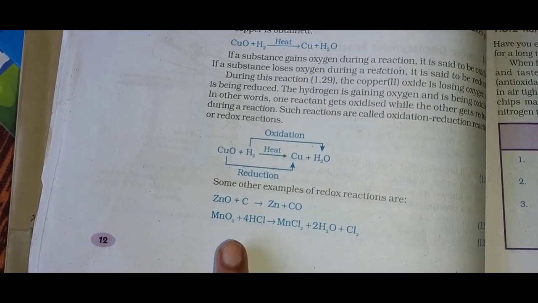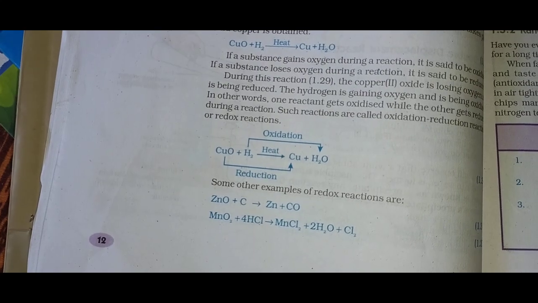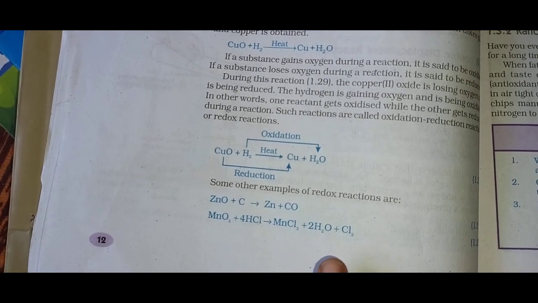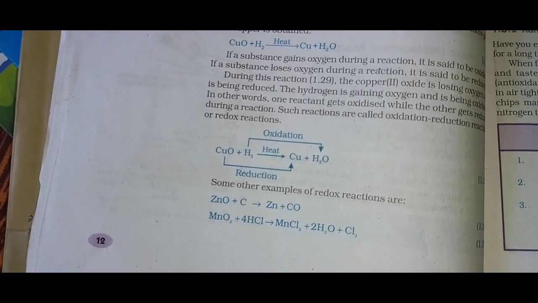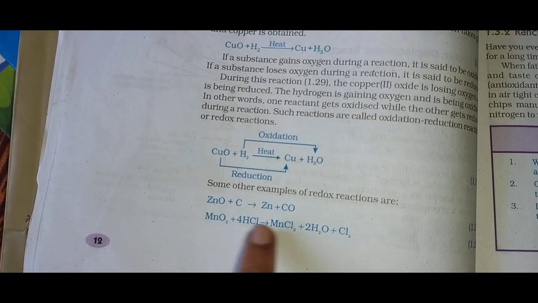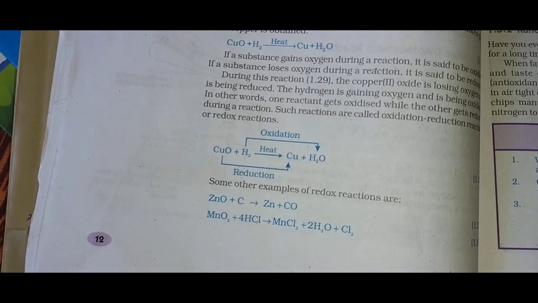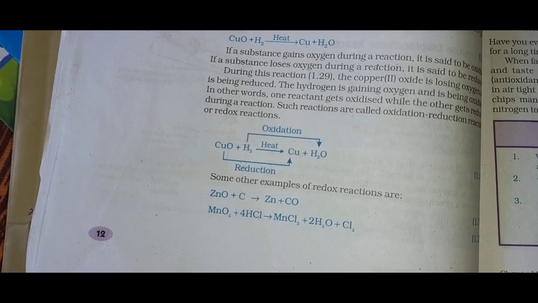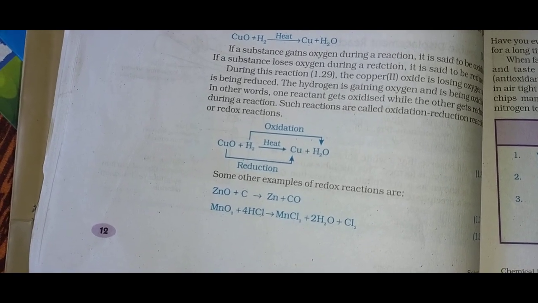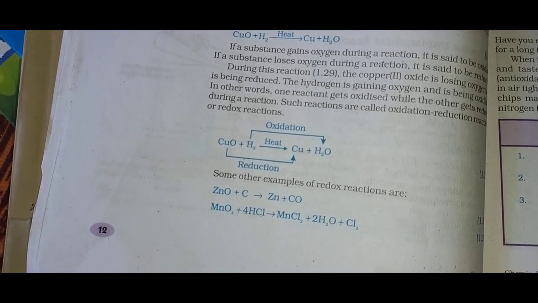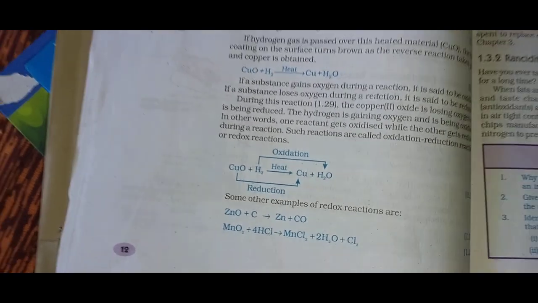And MnO2, manganese oxide, plus hydrochloric acid gives manganese chloride plus water plus chlorine. Like this, manganese oxide is reduced to manganese chloride and hydrochloric acid is oxidized to chlorine and water. So like this, we can see both reduction and oxidation in this reaction.